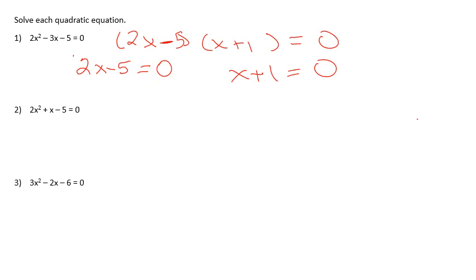There's the product, and if I have two things multiplied to make 0, one of those two things has to be 0. So I can just set each factor to 0, and then solve pretty simple little linear equations. I can add 5 here and divide by 2. So x is 5 halves. Subtract 1 there, x is negative 1. And I have my two solutions.